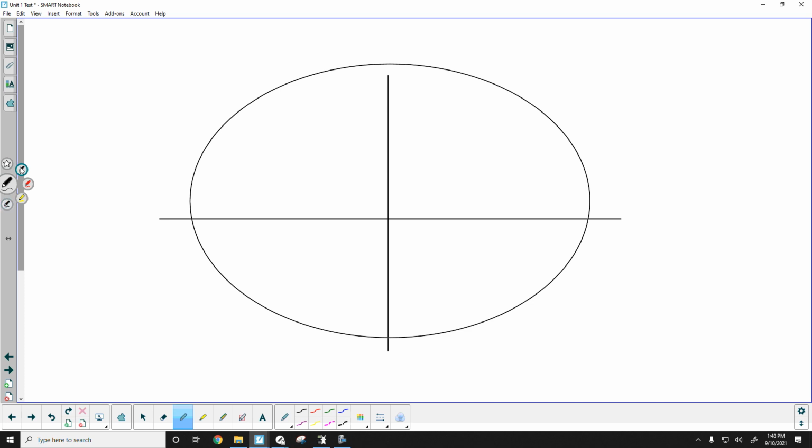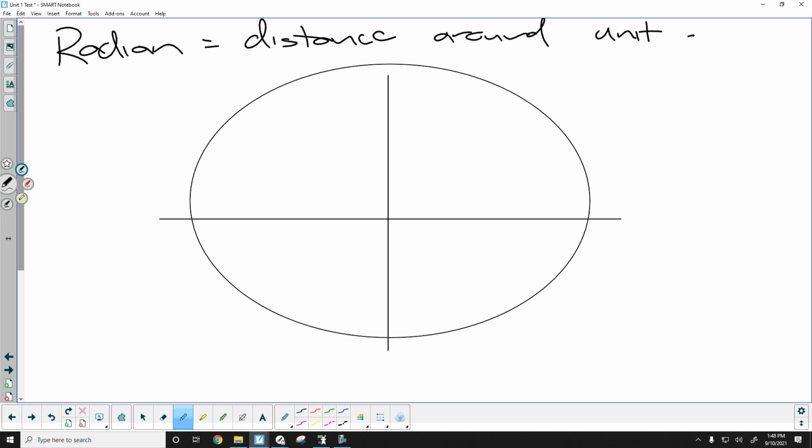I got to remind y'all, a radian is a distance around a unit circle. What is another word for distance around a circle? Tell your neighbors. What is the formula for the circumference of a circle? 2 pi r. Circumference of a circle is 2 pi r.